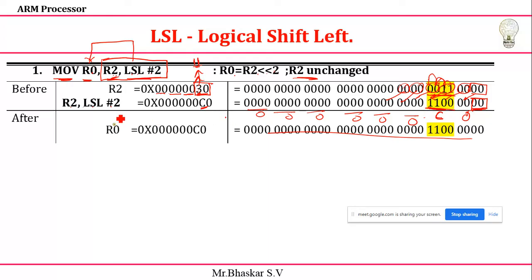It will be stored in my R0 register, the destination part. But once you read, the R2 value should not be changed. R2 value should be this value only. After shifting, this result we are storing in my R0. That is the working of this instruction. Clear about this one?